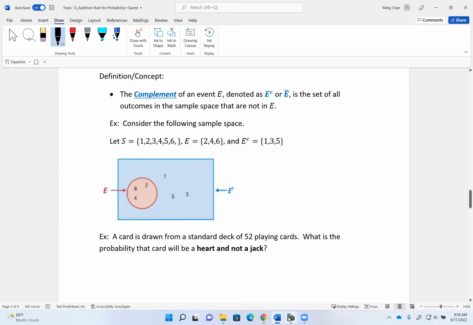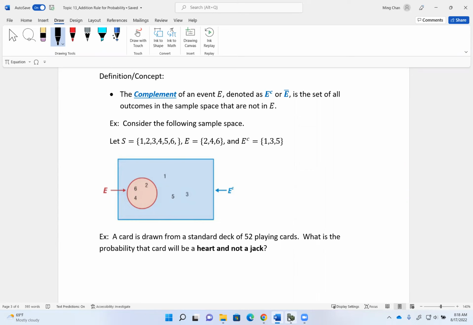So in my Venn diagram here, you can see the big old rectangle box. Event E is 2, 6, 4. So what is in the sample space but not in the event E are 1, 3, and 5. So those are called the E complements. Okay, that's the way you actually look at them. So complements are outcomes that are not in the event.